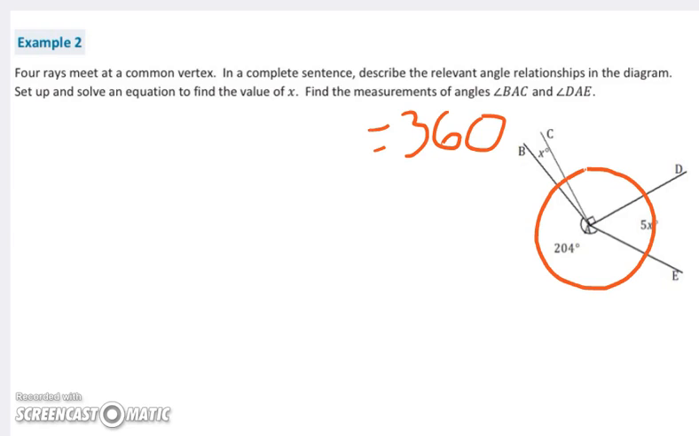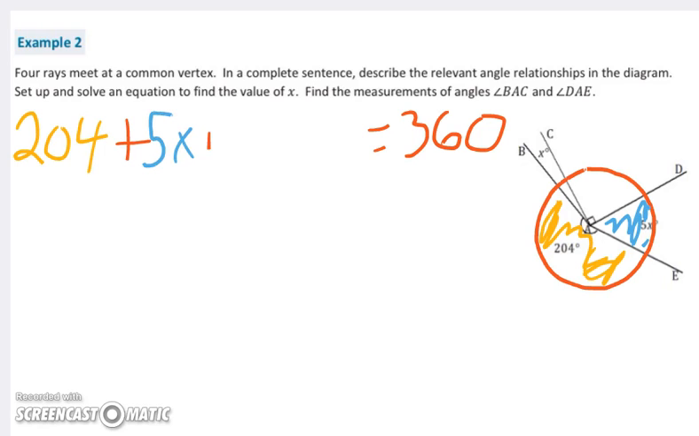Okay, so we know there's different chunks here. We know that this big chunk is 204 degrees, so we'll write that. Now we have to add up all the angles inside that circle. Well, we know this chunk here, that's 5x, so I'll write 5x. We know this chunk, even though there's no number there, there is a number. It's the box, and the box means 90 degrees. Very good. Hopefully you said that.